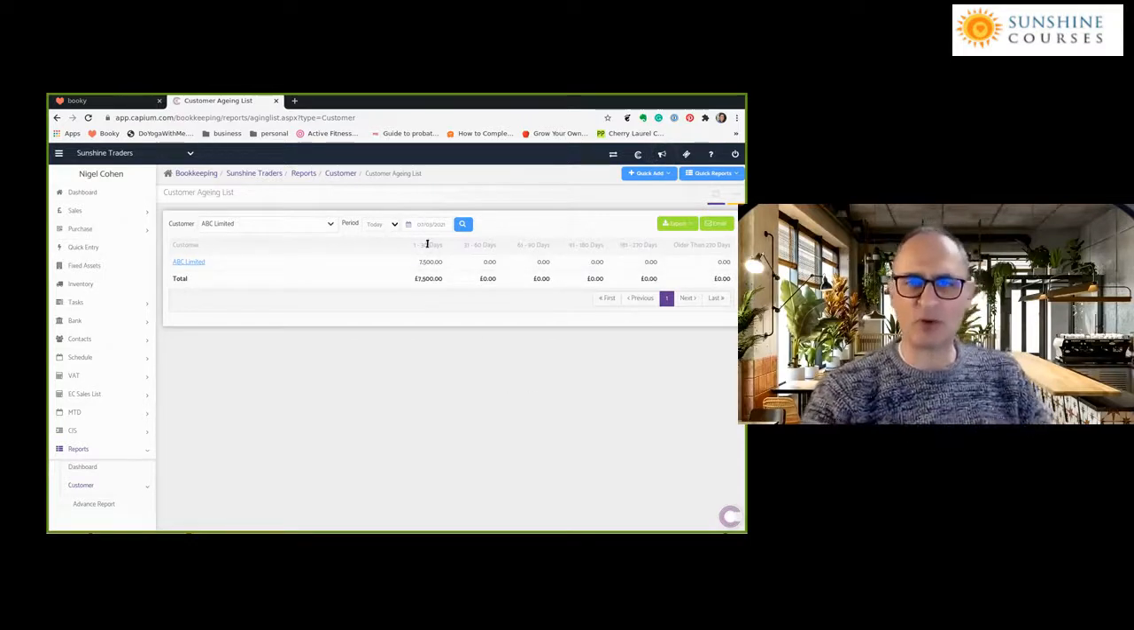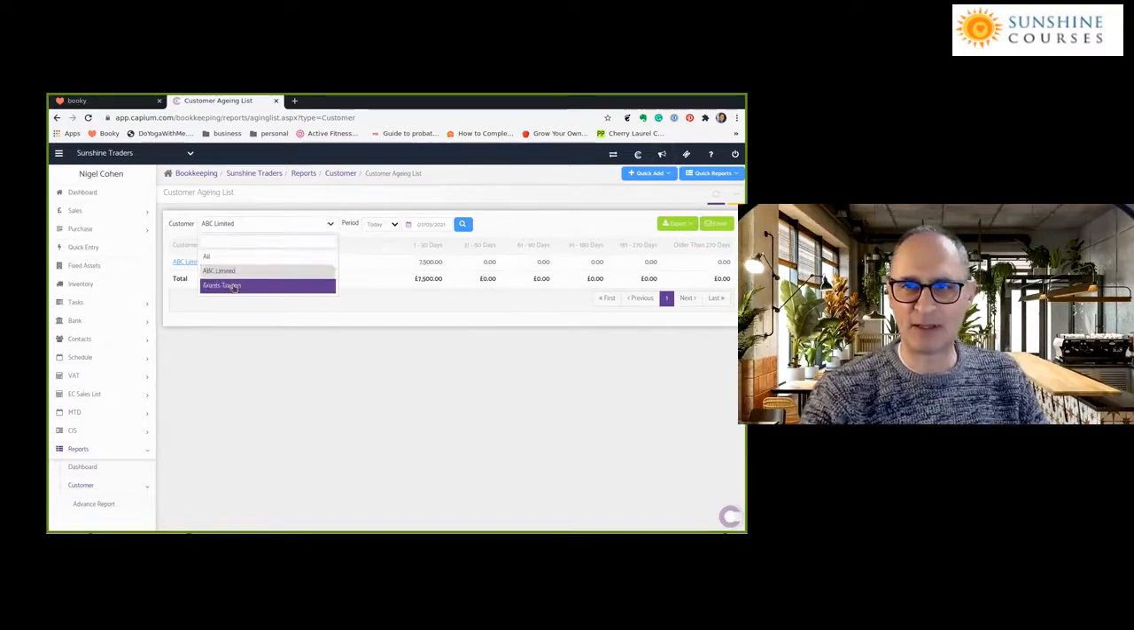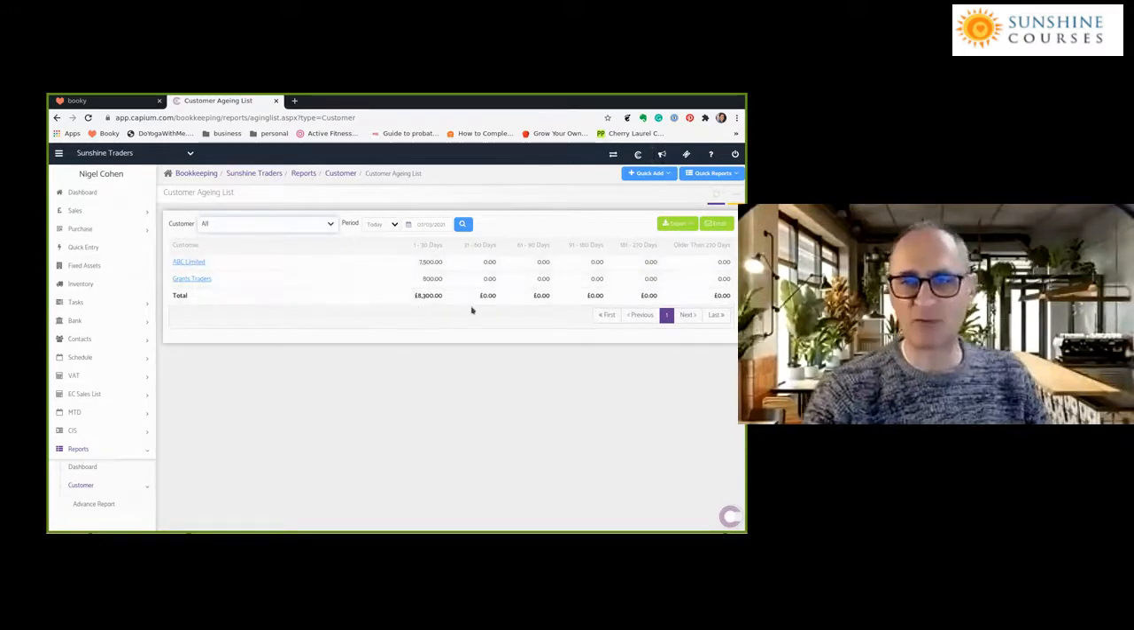And if you look at this report, it's split between amounts due from 1 to 30 days, 31 to 60, 61 to 90. And what all accounting systems do is they tell you which period, how old your debts are. So in this particular case, I'm just looking at ABC Limited. I could also have looked at Grants Traders, and that shows £800 within 1 to 30 days, or I could look at all of them. And this gives me a complete list of all the debtors I'm owed. And what you'll find is after 2 or 3 months, this starts to become extremely useful because you can home in very quickly on the debtors who aren't paying you.